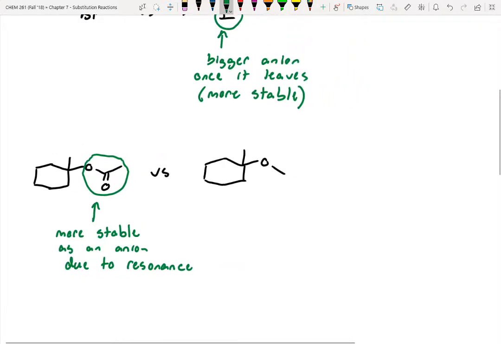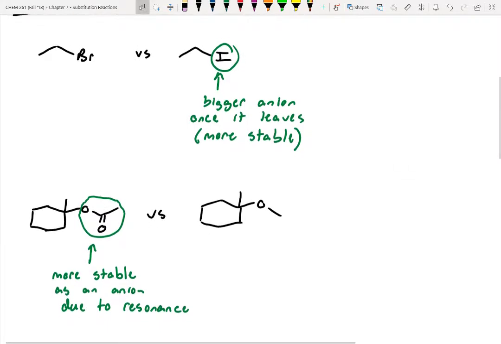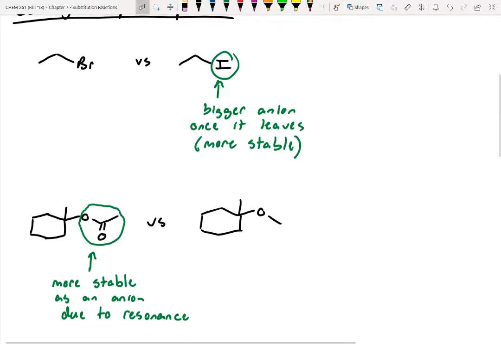All right, let's go abstract though. In the top reaction, what I mean is, let's consider this substrate. Is that substrate more likely going to do SN1 or SN2 chemistry?